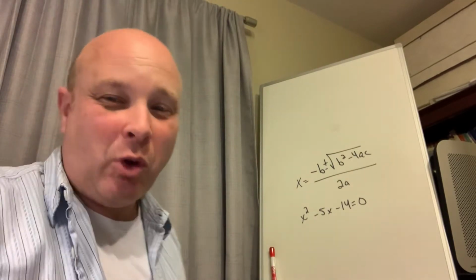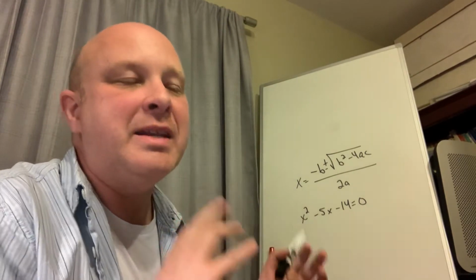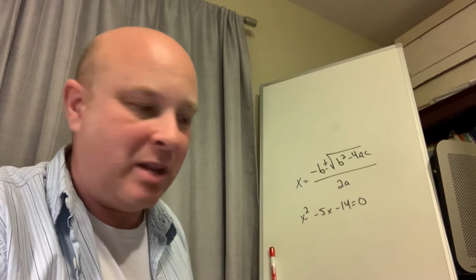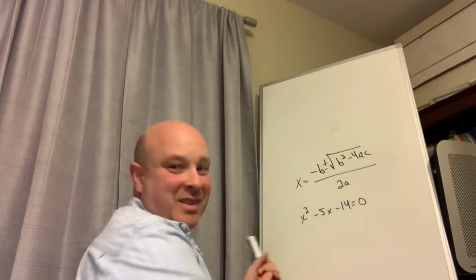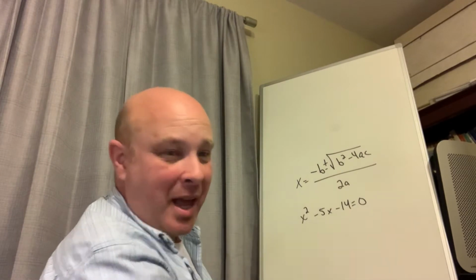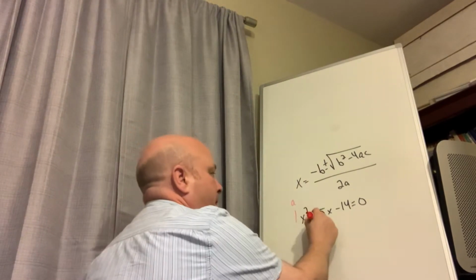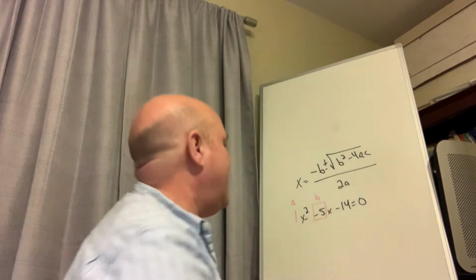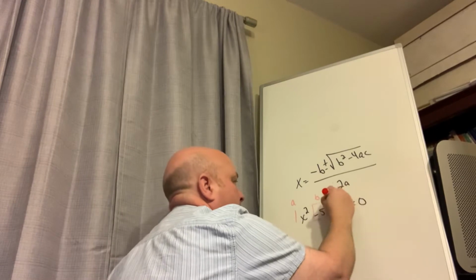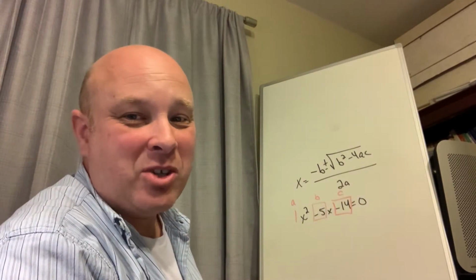Now, first of all, you have to identify your a, b, and c, and those are the coefficients or the numbers that are right next to the letters or standing by themselves. So in other words, this x squared is really a 1x squared. So that's our a. The negative 5 is our b. The negative 14 is our c.